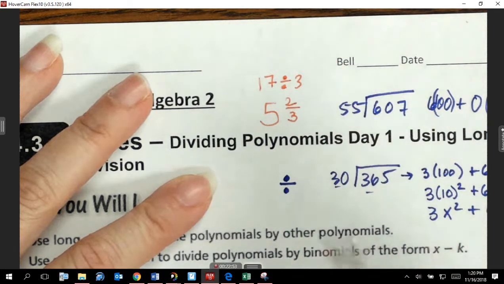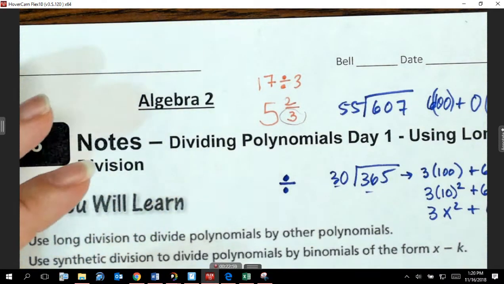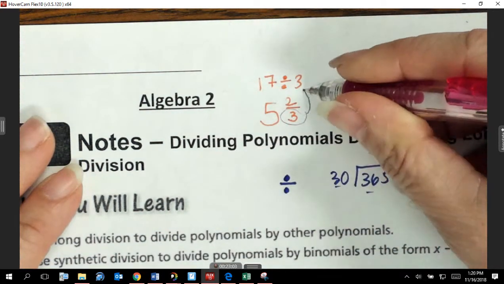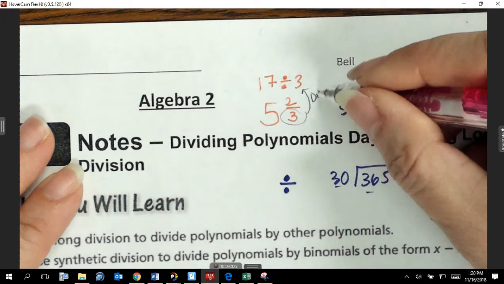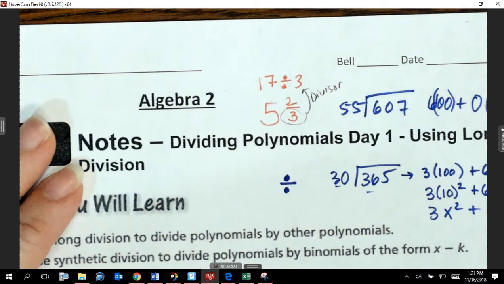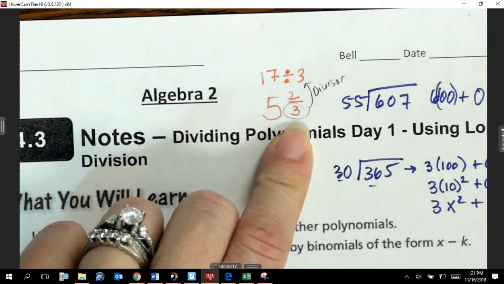Where did this 3 come from? It's what it's divided by. That's the divisor. That is what you divide by. And what's the 2? That's the remainder. So we put the remainder over the divisor. However, when we put them next to each other, some of you forget what that really means.